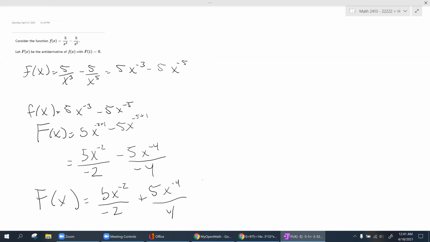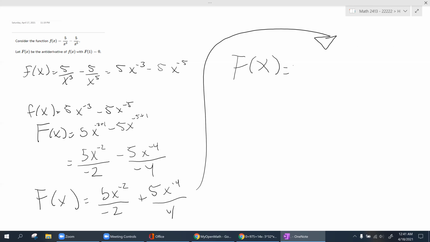X raised to the negative 2, you know what that is. Again, you would have to simplify those. So this here would give you 5 over negative 2 x squared plus 5 over 4x to the 4th. Oh, and don't forget plus c. Oof, almost forgot. Very, very nice.